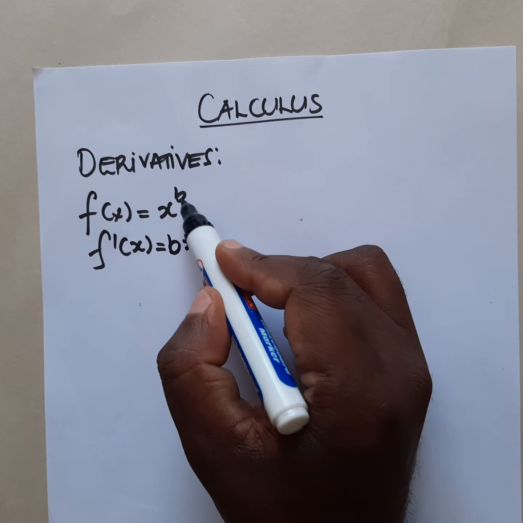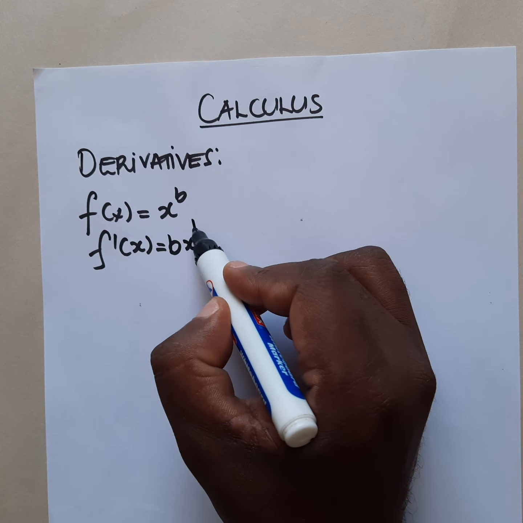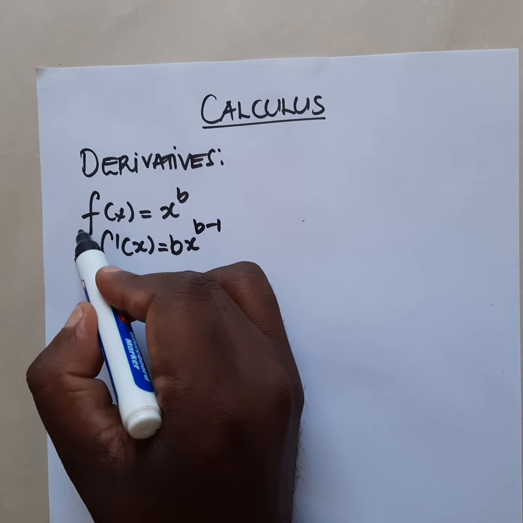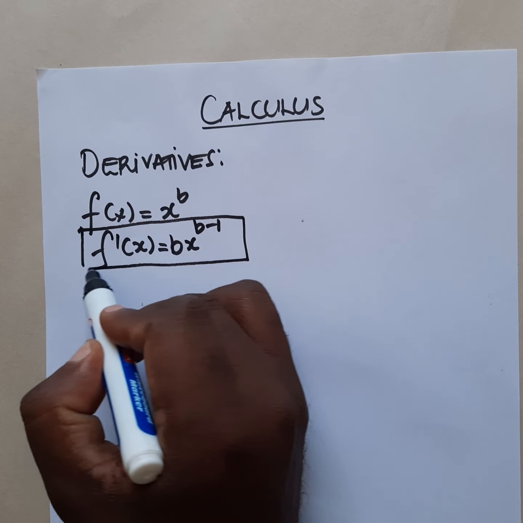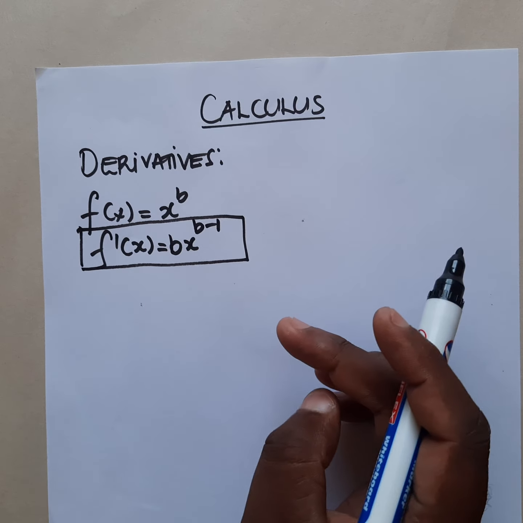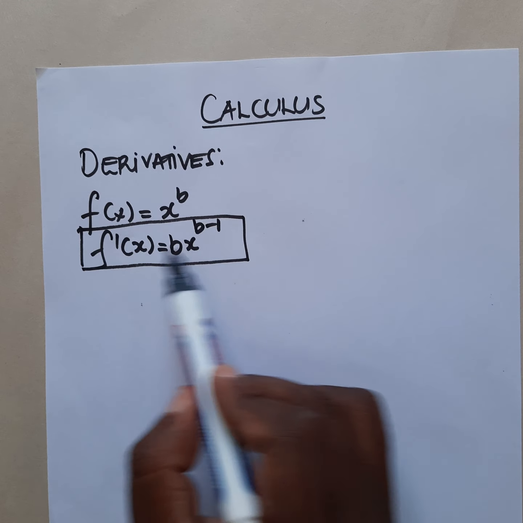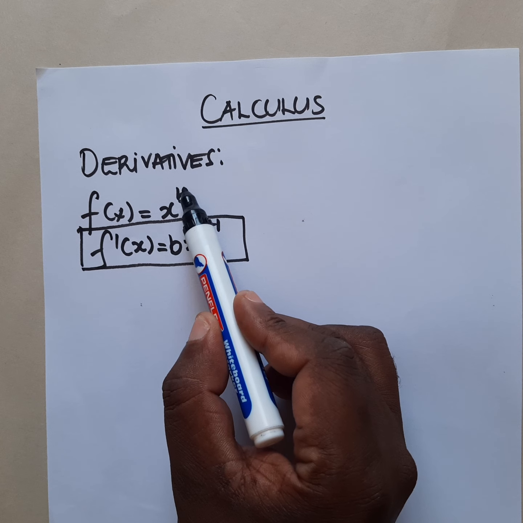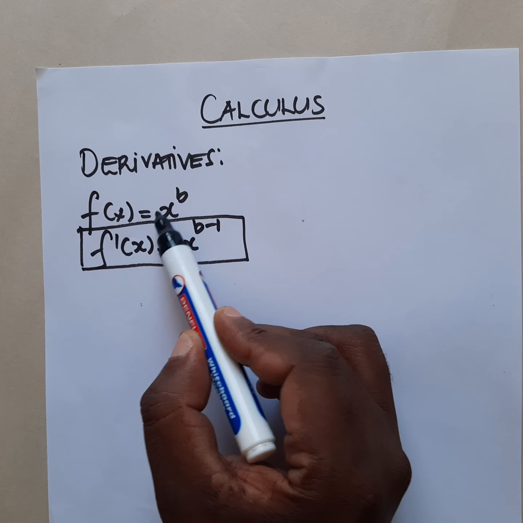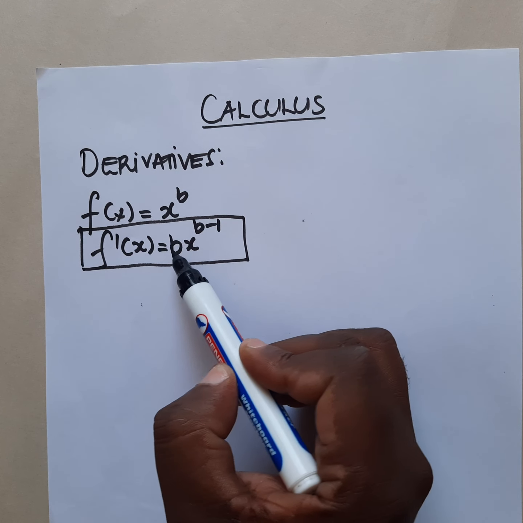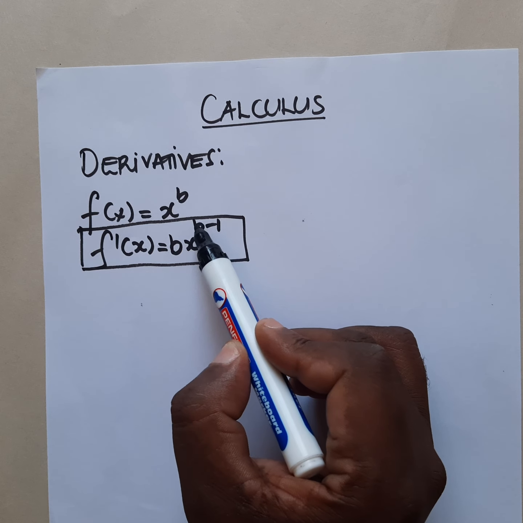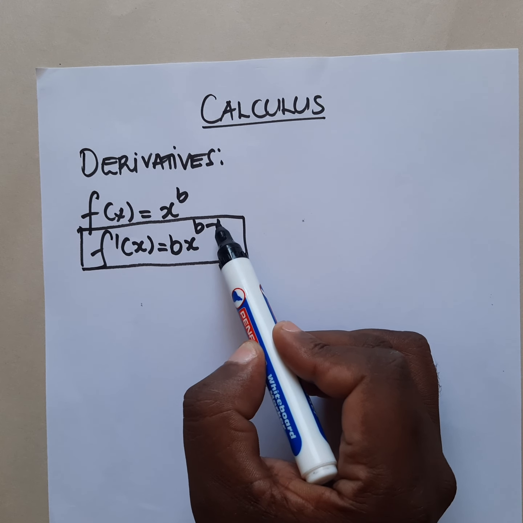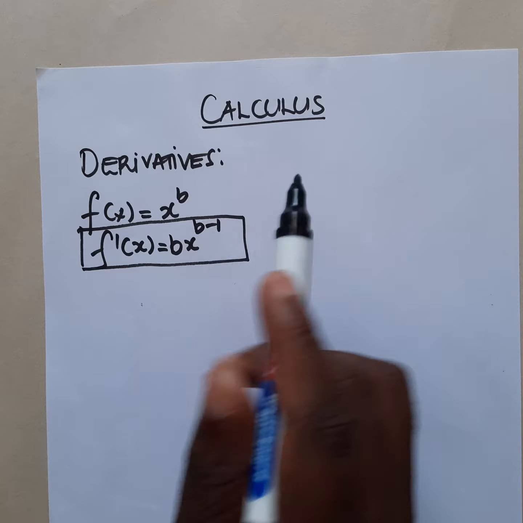Okay, and then on that exponent we are going to subtract 1. That's the rule of the derivative. So when you derive, you follow this rule. You multiply the exponent of x by the coefficient of x. b times 1 is b, and on that b you have to subtract 1. Okay, that's the rule of the derivative.